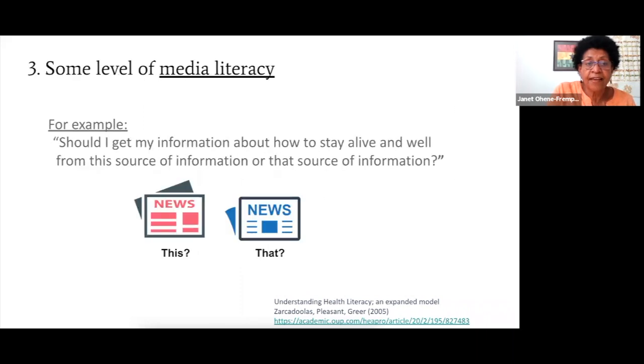Okay. And then thirdly, some level of media literacy. Again, these were their words. For example, should I get my information about how to stay alive and well from this source of information or from that source of information? I suggested at this point in our pandemic, and in fact, since the very beginning, this is actually, without being too dramatic, an issue of life and death.